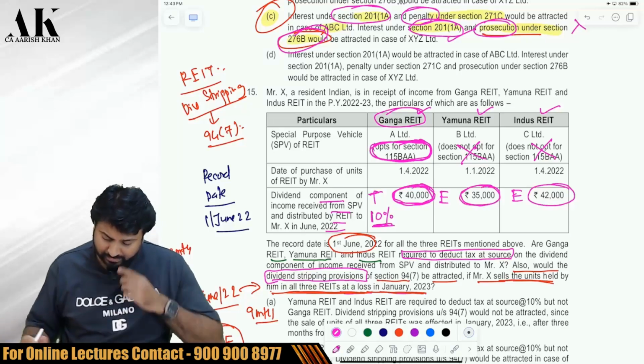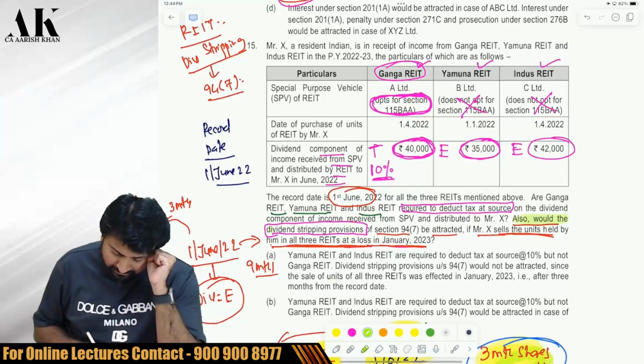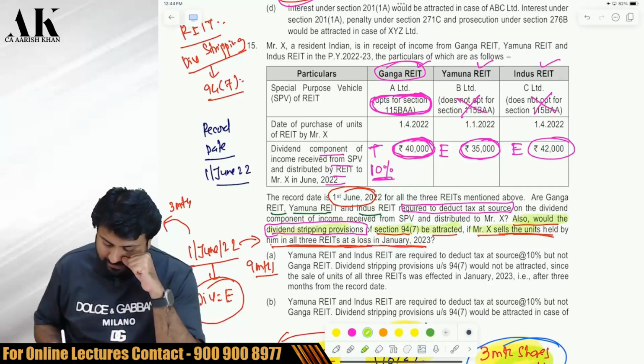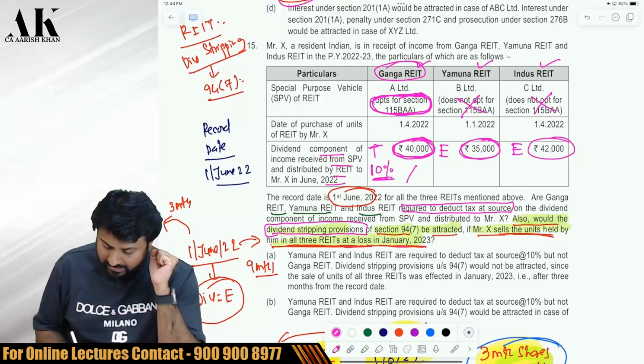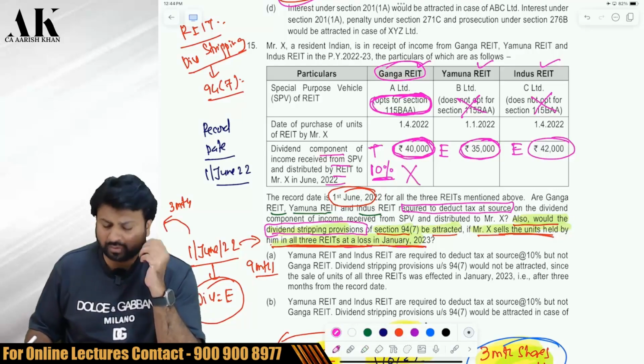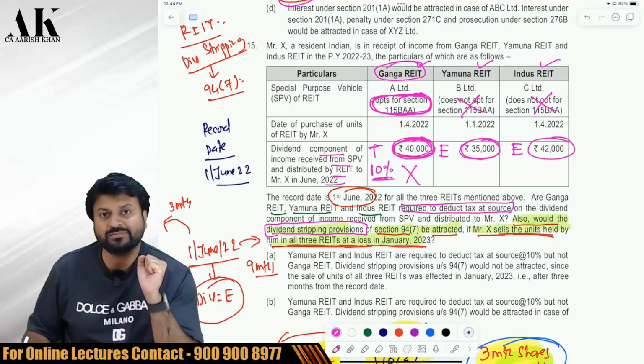Now listen carefully. There is one more piece of information which they have given. Also, would the dividend stripping provision of 94(7) be attracted if Mr. X sells the units in all the 3 REITs? Now, in case of Ganga, dividend stripping will not apply. Why, sir? Because dividend is not exempt. For dividend stripping to apply, dividend should be exempt first of all, right?